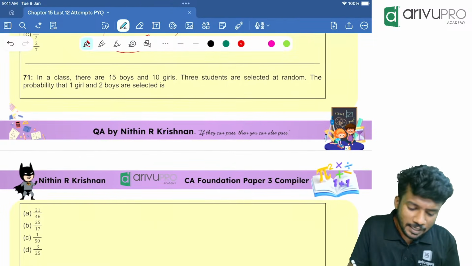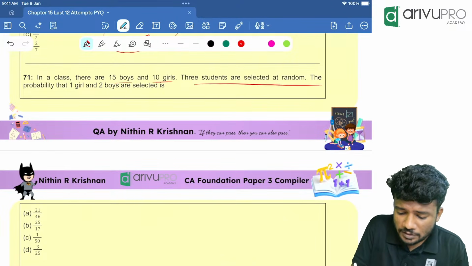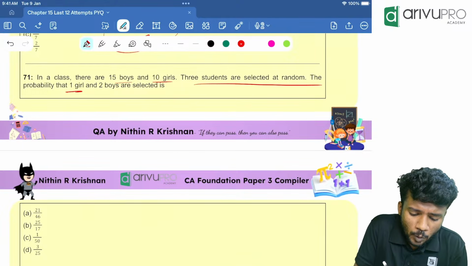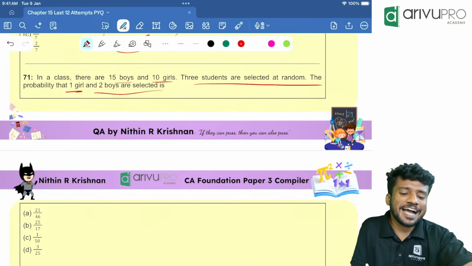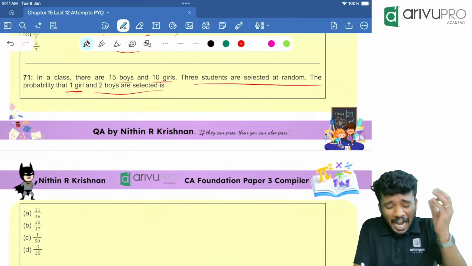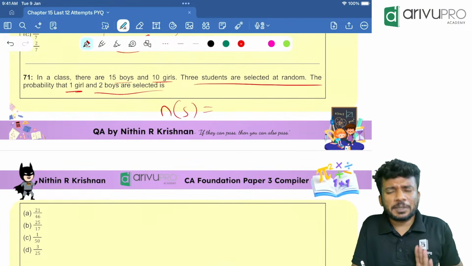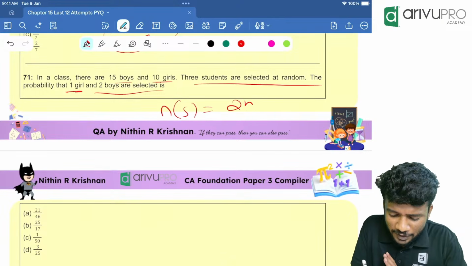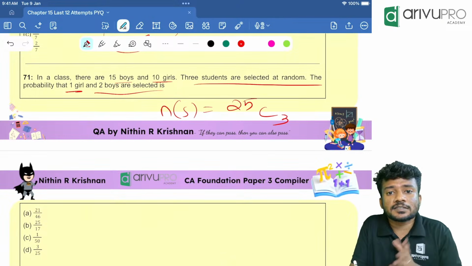Okay, yes. In a class, there are 15 boys, 10 girls, 3 students are selected at random. The probability that 1 girl and 2 boys are selected is the question. Yes, how to solve this? You tell me, how to solve this? How many are we selecting? N of S is how much? Total 25 people are there. 15 plus 10 is how much? 25. From that, how many are we choosing? 3 students. That means 25C3 is the denominator.